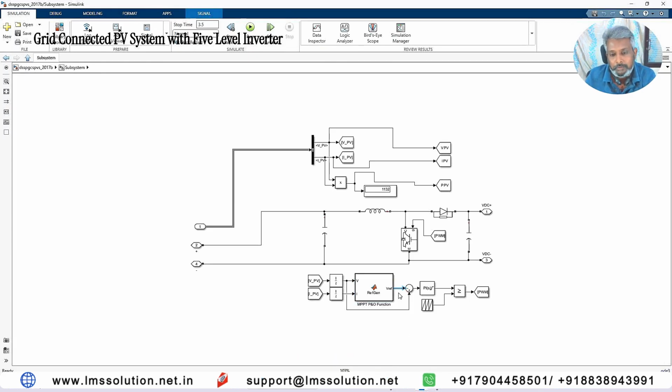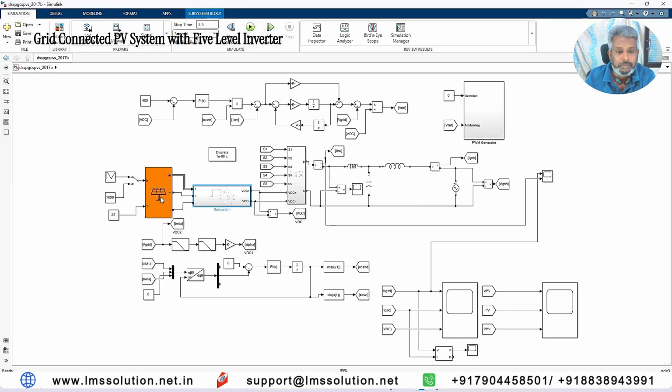Here V reference is compared with the PV voltage and processed via the PI controller. This acts as a voltage controller and generates the duty cycle, which is compared with the triangular wave to generate the PWM impulse. This PWM impulse controls the boost converter IGBT to extract the maximum power as well as to boost the voltage from 258 to 400 volts. So this is the first stage of conversion in the grid connected PV system.